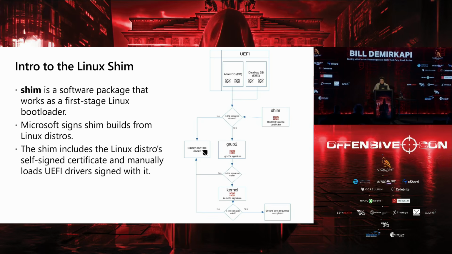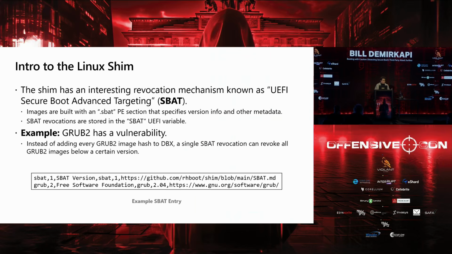Now, I also want to tell you about SBAT, which is a really cool mechanism they built into the Shim. It's called Secure Boot Advanced Targeting. And the idea is that instead of being limited to just hashes and certificates in DBX, we want to be able to revoke by version. So SBAT revocations are stored in this SBAT variable. A benefit of this mechanism is that it uses significantly less space than DBX and is scalable.